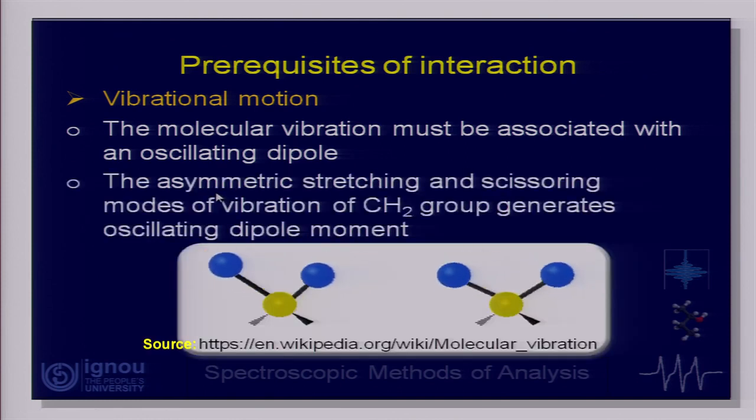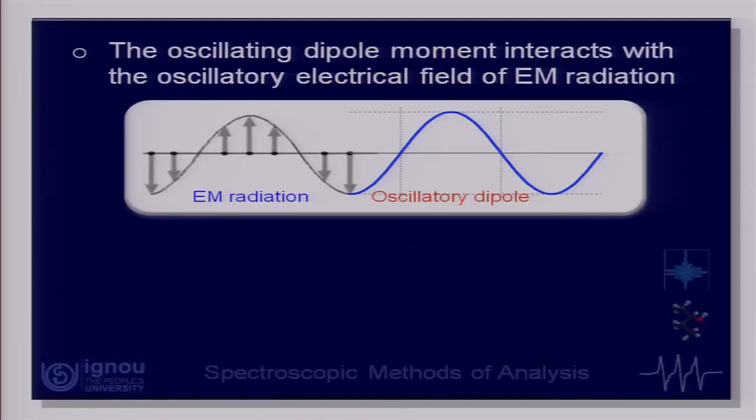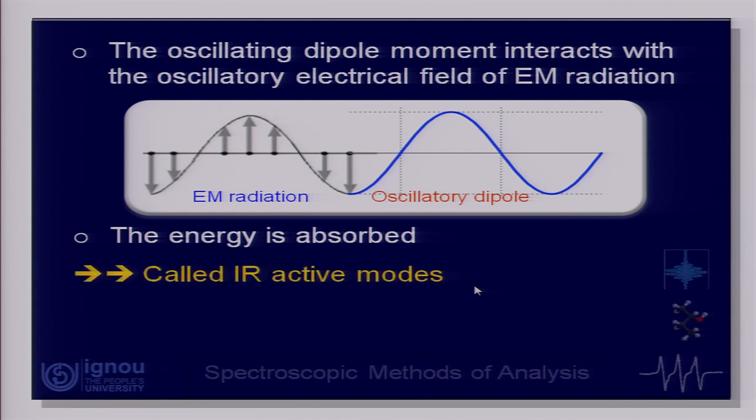Let us take a look at this picture. What you see is that this shows the two modes of vibration of CH2 in an organic molecule, that is the CH2 group over there. As in the case of the rotation of the HCl molecule, these also are accompanied by generation of an oscillatory dipole moment. So again, this is my EM radiation, this is the oscillatory dipole, the two will interact and energy will be absorbed. And we say that these two modes are IR active, because if they are not accompanied by an oscillatory dipole moment generation, the two will not interact, and that will be called an IR inactive mode. We will talk in detail about all this later on.